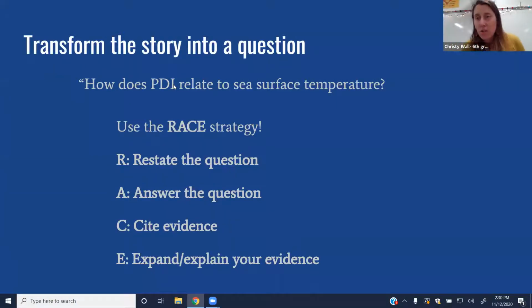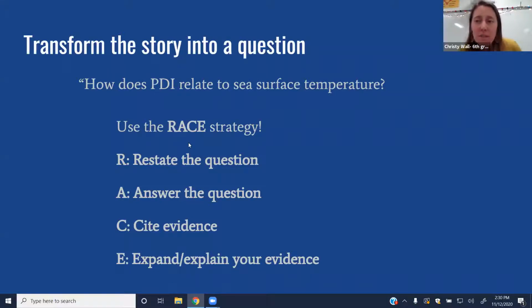So one strategy that I use with my students a lot is called RACE. And I've taught them this, and we start with really easy questions. The R means restate the question. So in your answer, number 1, restate the question. Number 2, you answer the question. For C, you cite evidence, specific evidence, right? I tell them, I want to see a page number. And then for E, you explain or expand your answer or your evidence, right?